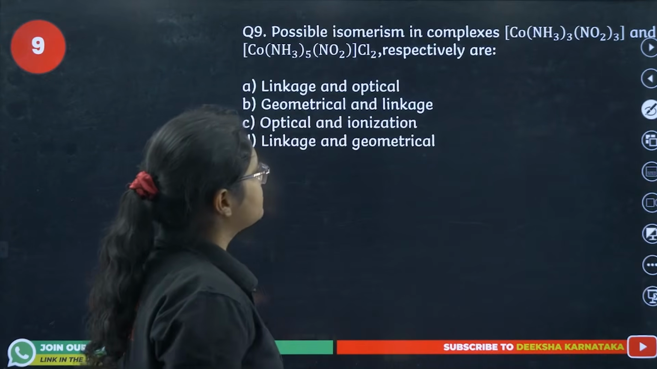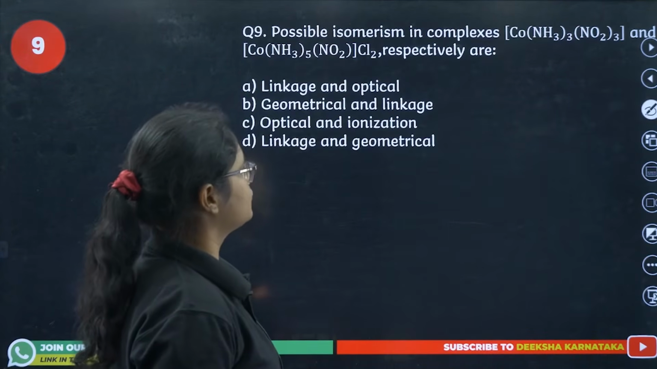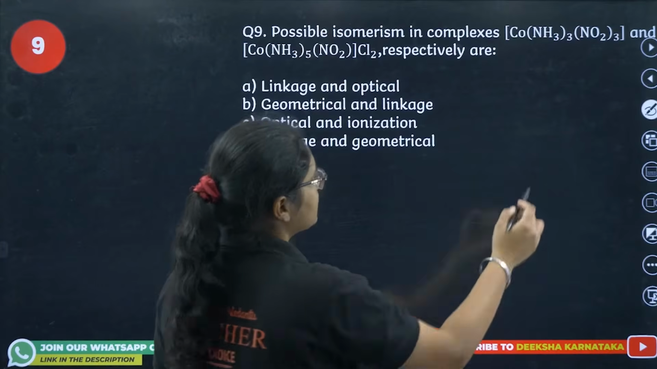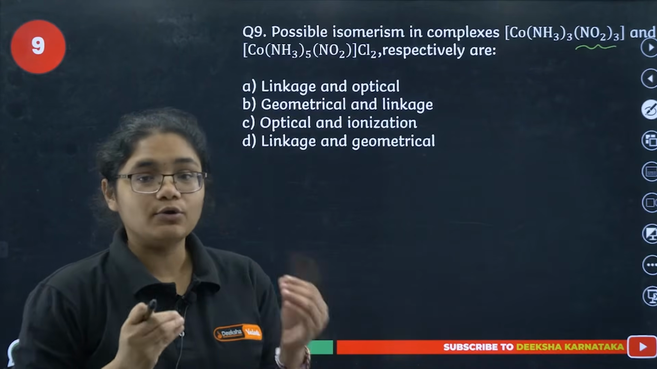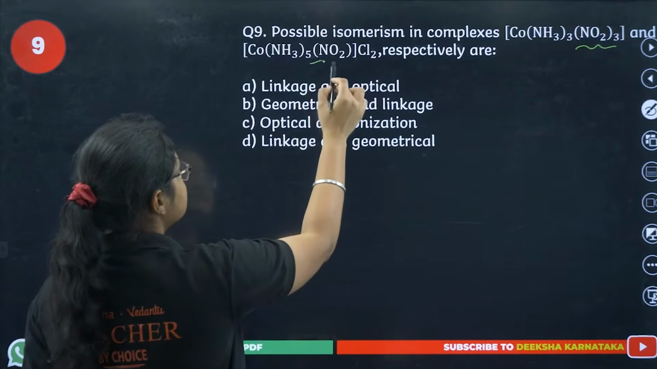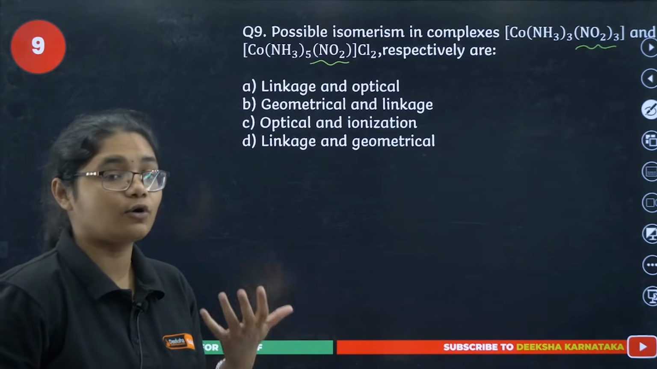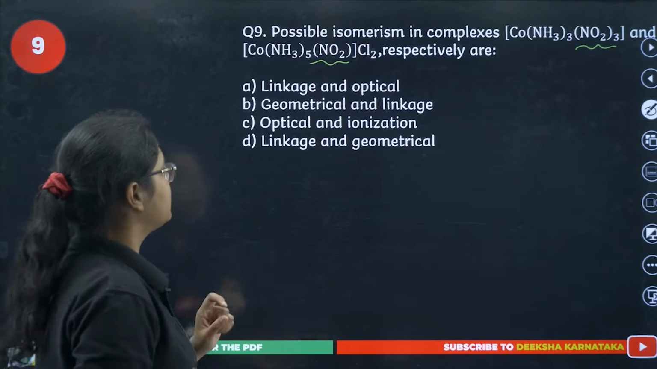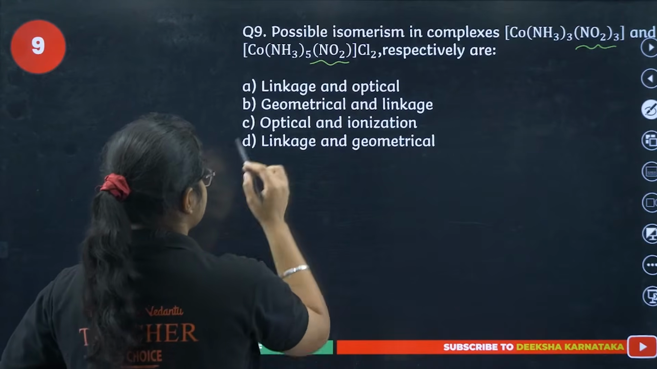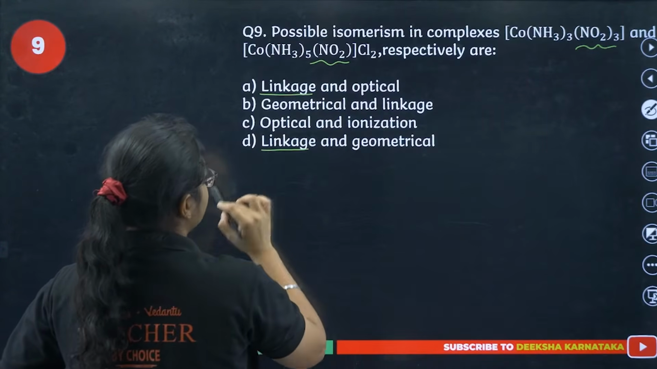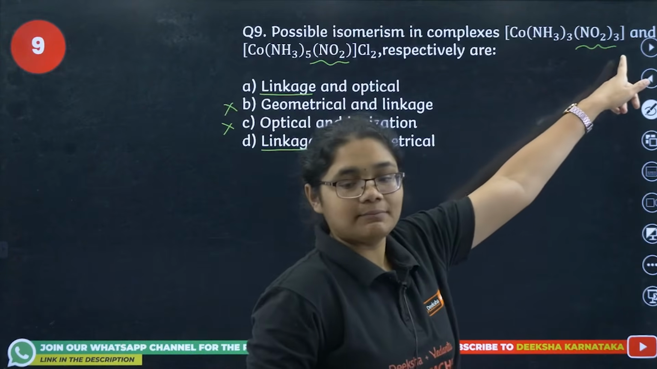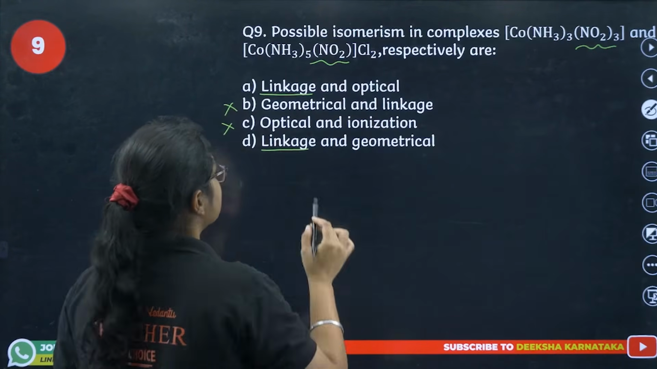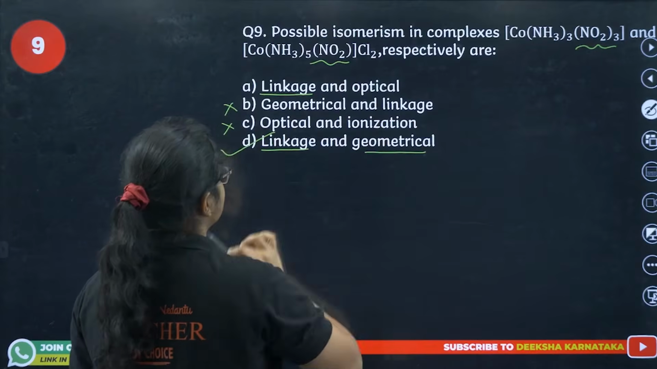Next, possible isomerism in the given complex. If you see here, NO2 is there in both the complexes, so it is an ambidentate ligand. So first of all, we'll definitely get linkage isomerism, so I can eliminate these two. Now this is of the type MA3B3, so it will show geometrical isomerism, so we'll also get geometrical isomerism, option number D here.